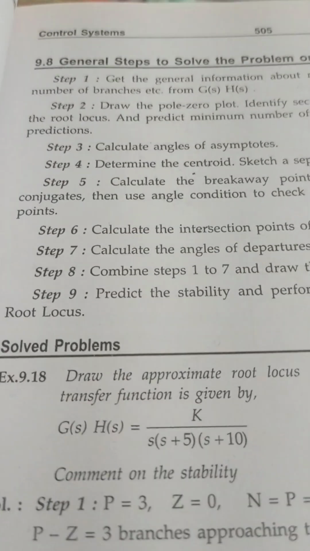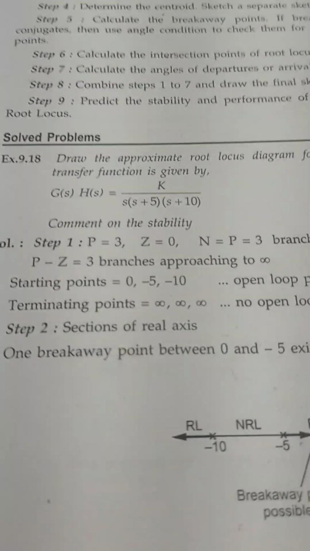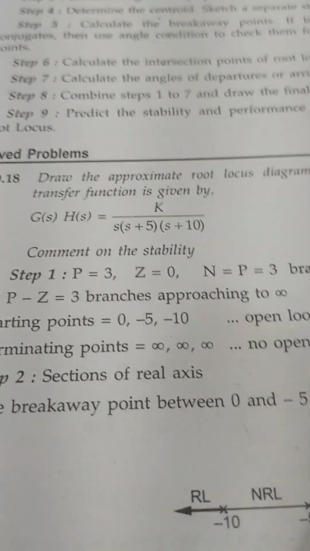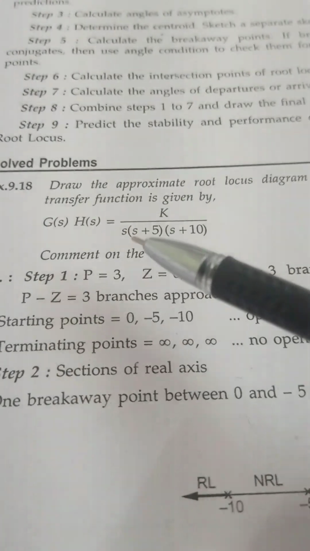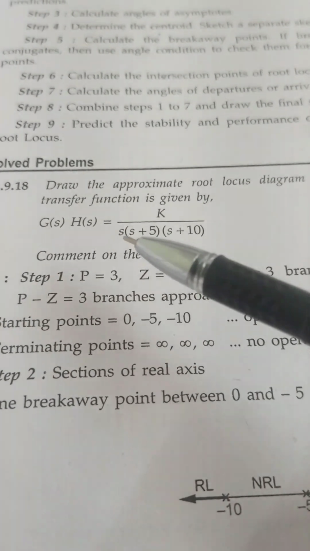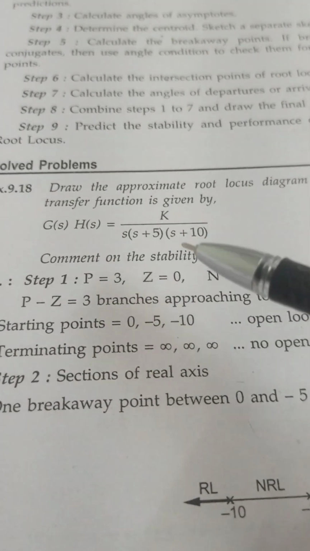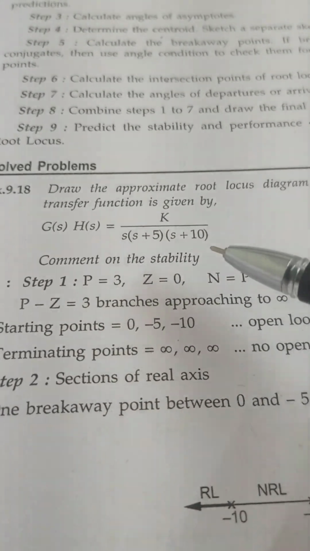Some steps are there, and we have to follow these steps so that we can find out the root locus, and from that we'll come to know whether the system is stable or not. Step 1: we have to calculate how many poles are there. From the expression we'll come to know: 3 poles. Why? Because of the denominator terms. The denominator tells us the poles: the first pole, the second, the third, total 3 poles. They are at s equal to 0, s equal to minus 5, s equal to minus 10.